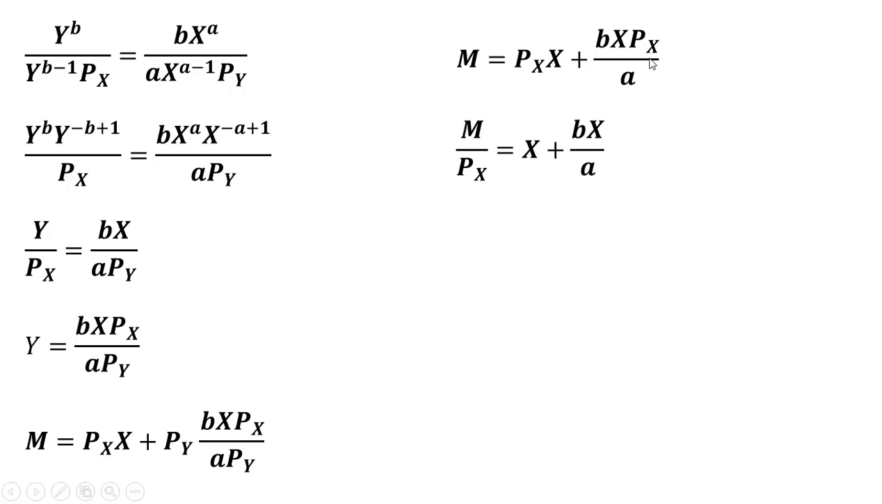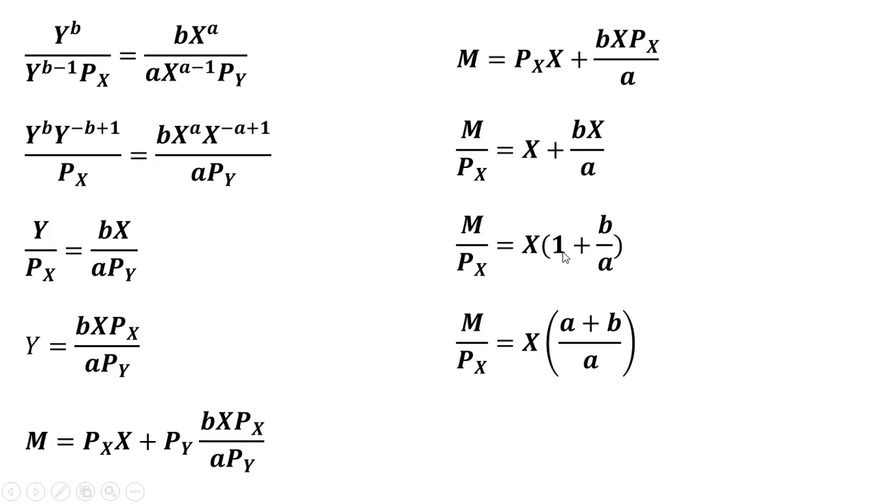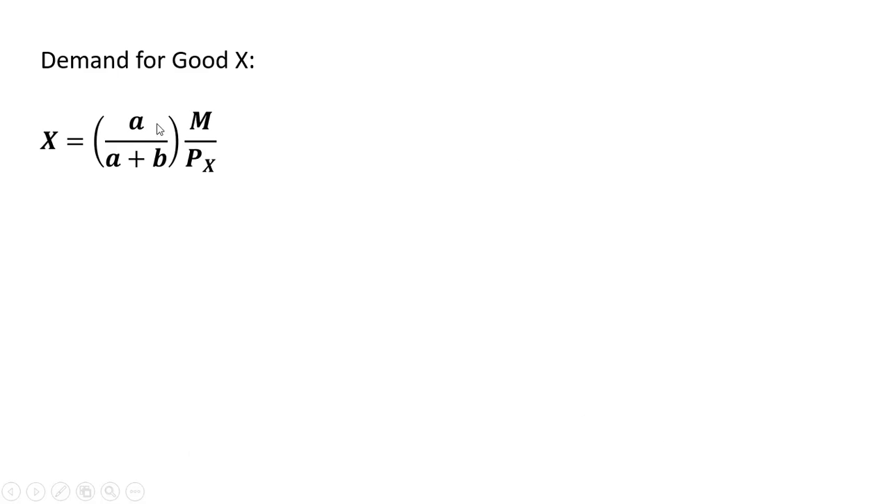I'm going to divide through by the price of good X. So dividing everything through by the price of good X leaves us with this result. On the right-hand side, I'll do some factoring. So factor out an X term. On the right-hand side, in parentheses, that'll just simplify down to this. And finally, the demand for good X will equal this result right here. So again, the demand for good X will look like this.